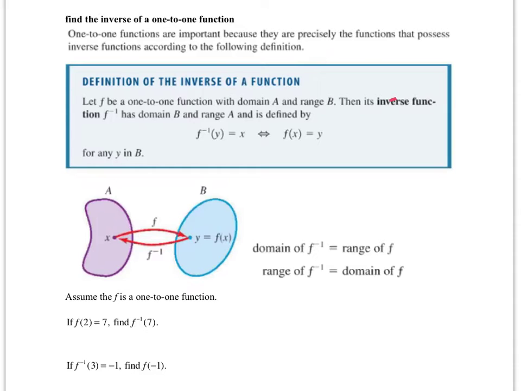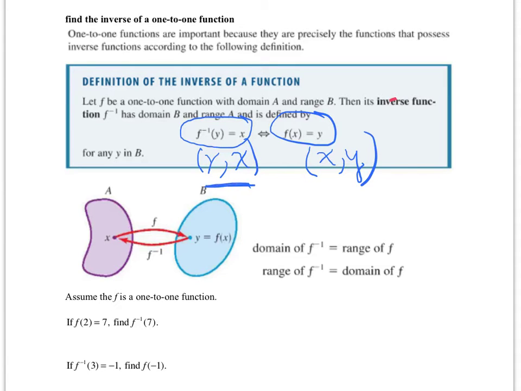So here we have f inverse of y equals x means that f of x equals y. So for f inverse of y equals x, we have the ordered pair y, x. But for f of x, we have the ordered pair x, y. So that tells you that if there's an ordered pair in one of these functions, then reverse the coordinates to get an ordered pair in the other function. So if you know that y, x is an ordered pair in a function, then you know that x, y is an ordered pair in the inverse of that function. f and f inverse are inverses of each other.